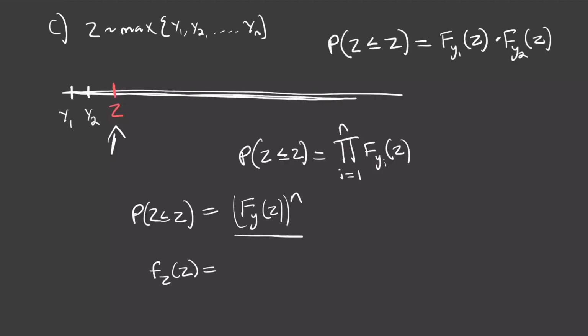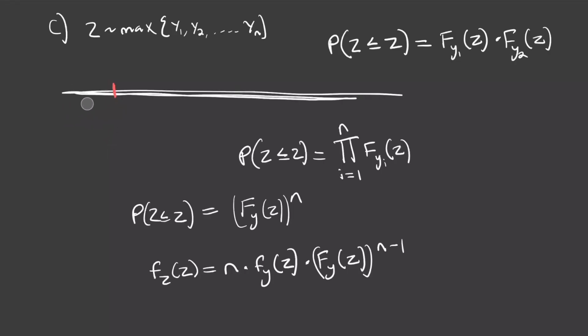to the derivative of this, for which we can use a little chain rule action. We have n times the derivative of what's inside here, which is just the PDF of one of our random variables y at the point z. And then we need to multiply that by F sub y, the CDF of y at the point z, to the power of n minus 1. And again, this right here is basically like saying, okay, we fixed a z value. Let's say we fixed our z value right here.